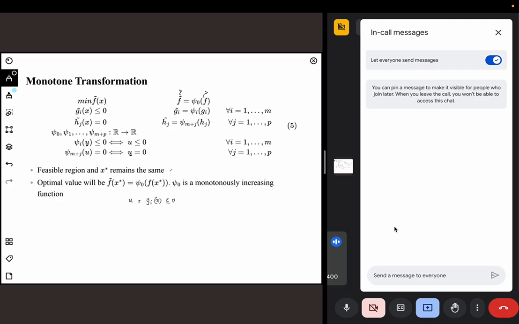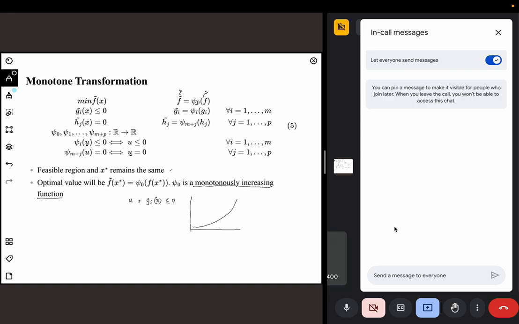So your feasible region will remain the same, but the function value will be different because you are using a different function here. The value will be different, but the point at which that value is obtained will always remain the same as long as this is a monotonously increasing function. That is the important point over here. Monotonous is something like this. It keeps on increasing or keeps on decreasing. Its derivative will not be zero anywhere. Monotonous is like it keeps going on.